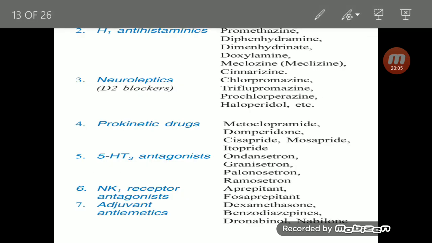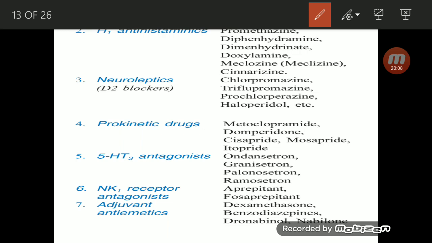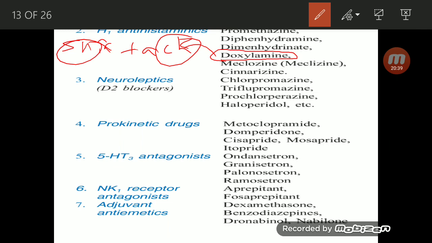Going back to your H1 antihistaminic drugs, there is a drug which is doxylamine. This drug doxylamine has a tendency to produce sedation because of its H1 antihistaminic role, as well as certain anticholinergic activity. It produces its action through H1 antagonism, so because of that slight sedation is produced, and it also has certain anticholinergic activity.